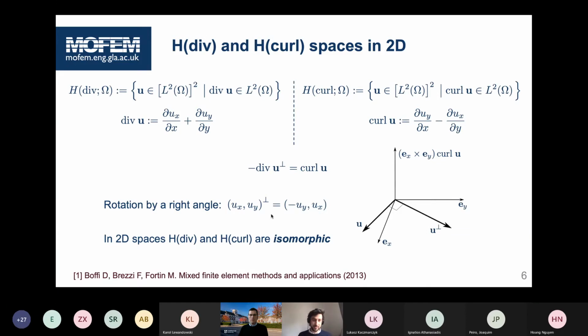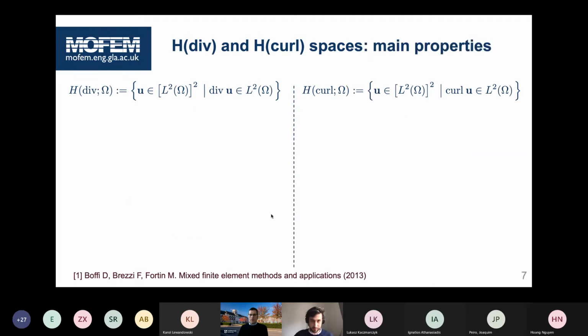That means that if we have a basis for one of them, we can easily construct the basis for the other by just rotating the basis vectors by the right angle. We will use this later on in the implementation.